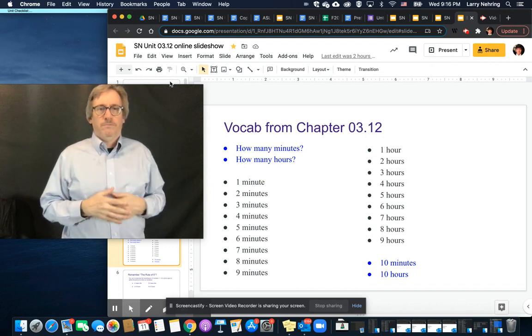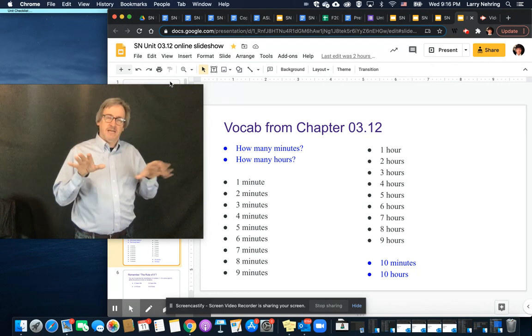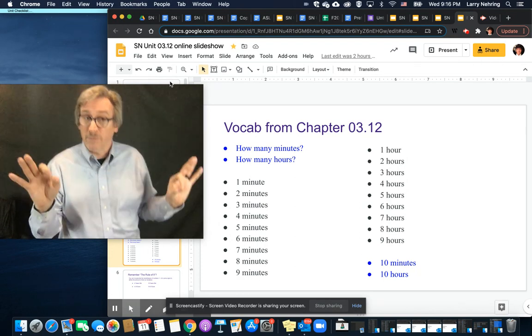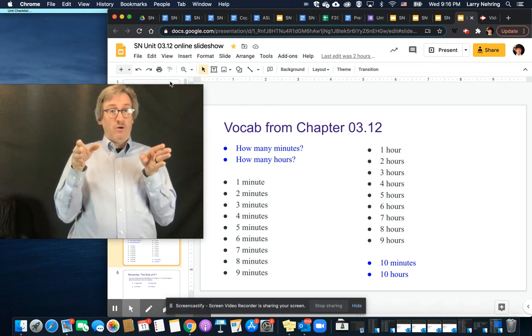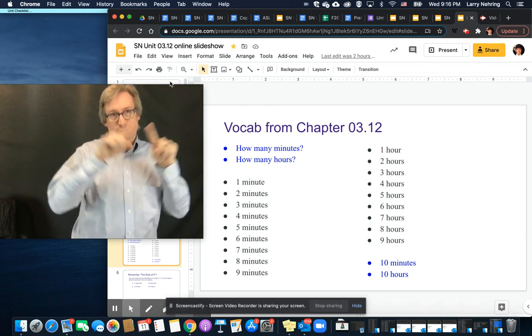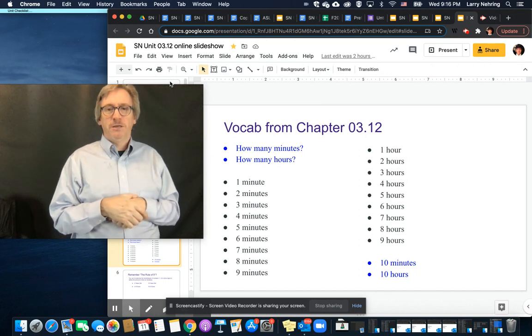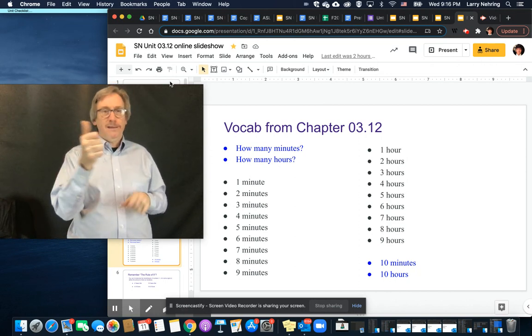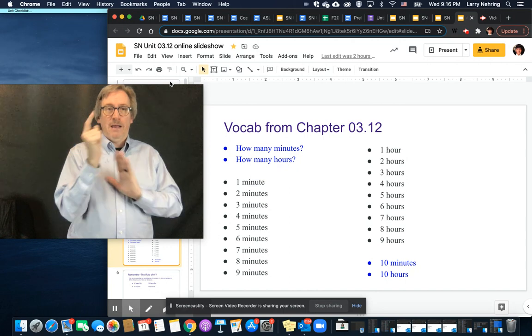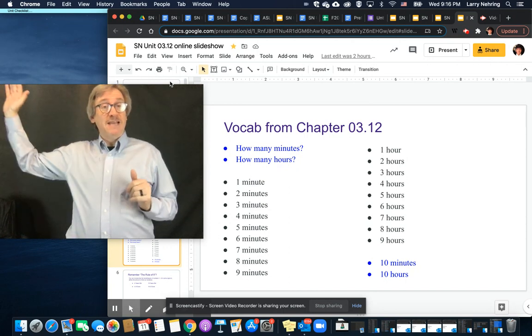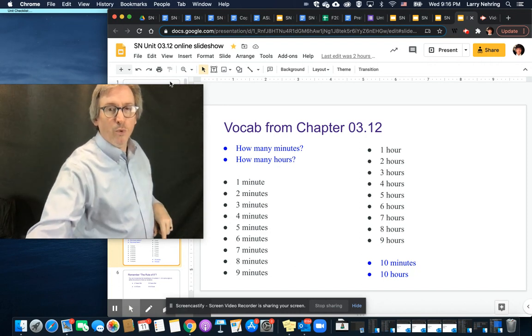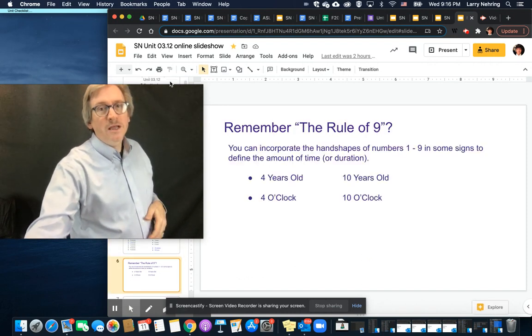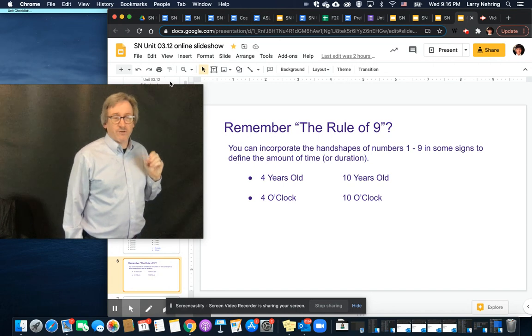10. Can't do the same. It's not the same. So up to 9. Okay. Now, 10. 10 has got to be separate. It can't follow what we call the rule of 9, which is the first 9 hand shapes. So it's got to be separate. So it's 10 minutes, 10 hours. So anything above 10, they're going to have to be separate. So that's why those are also in blue. In the blue. And if you remember, we also used it for time.